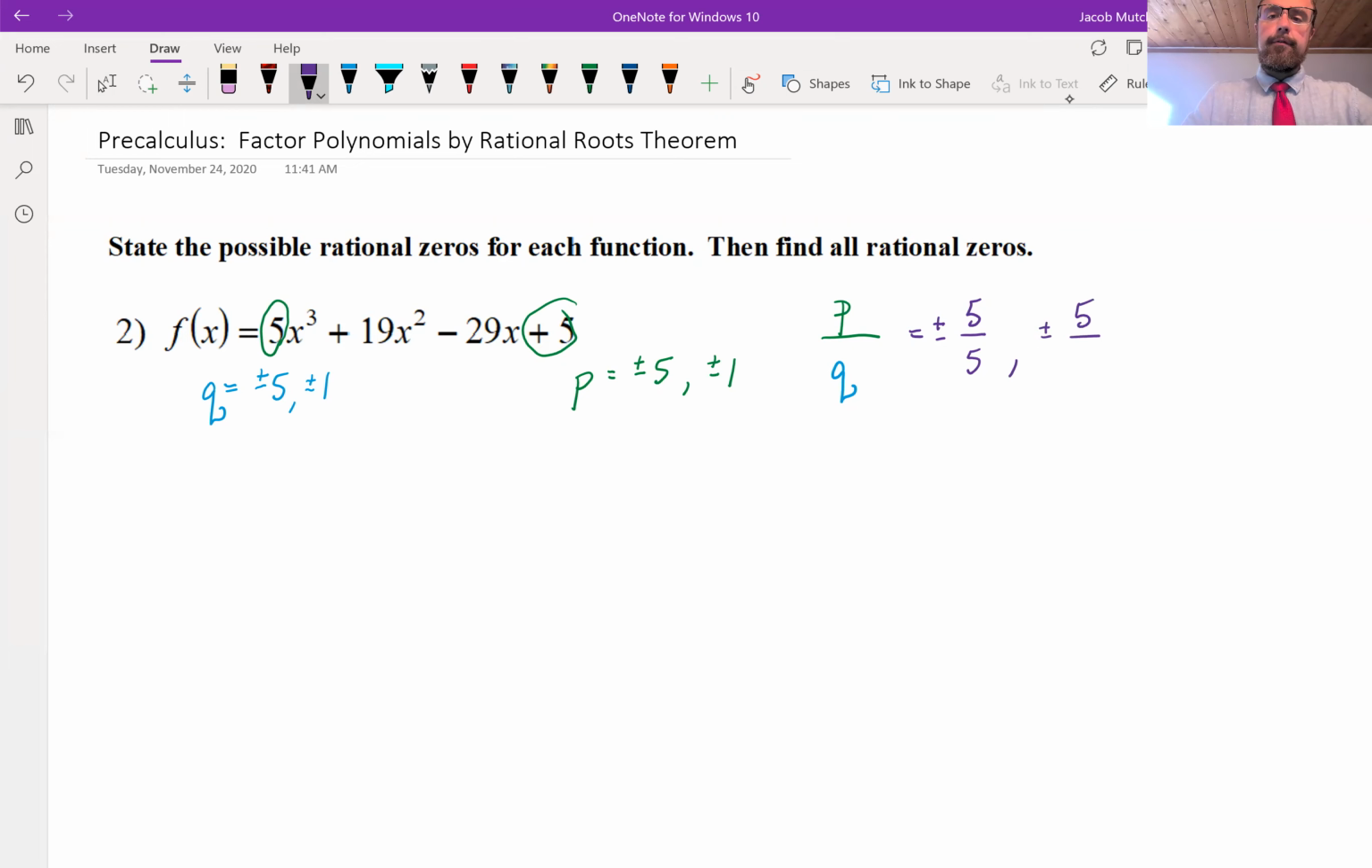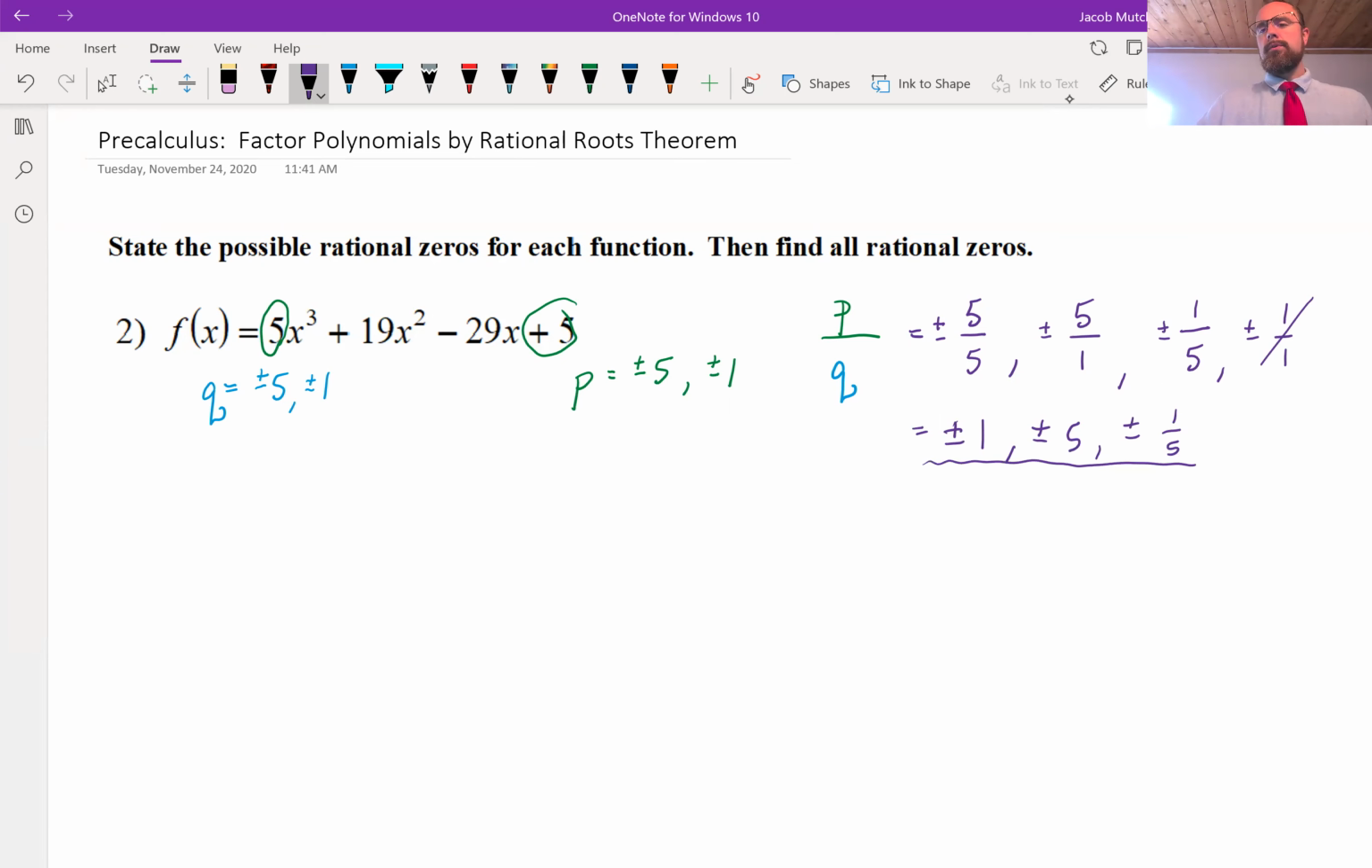So I do need to reduce that list down to see if I have any duplicates. I see that 5 divided by 5 is actually going to be 1, and so I won't need to include that last division, 1 over 1. And then I've got plus or minus 5, and then plus or minus 1/5. So that's my list of possible rational zeros. Now what I want to do with those is start testing them using synthetic division to see which one of those is an actual zero or a root for this polynomial function.